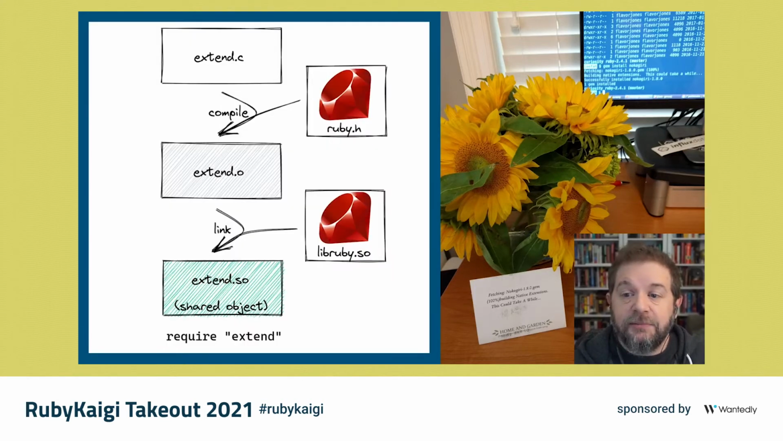We have to first compile that C code into an object file, and then go through a process known as linking to combine it with Ruby's C library, and only then is it in the correct form to be required, which is what we call a shared object.